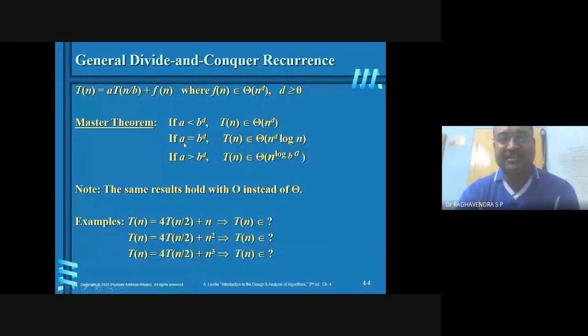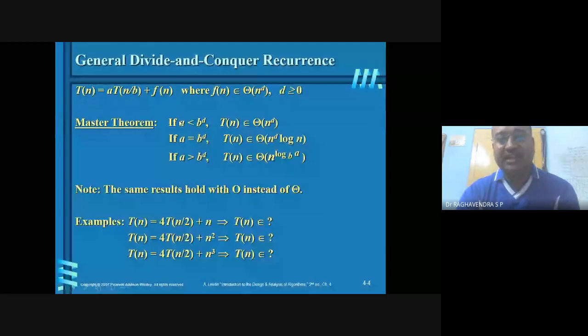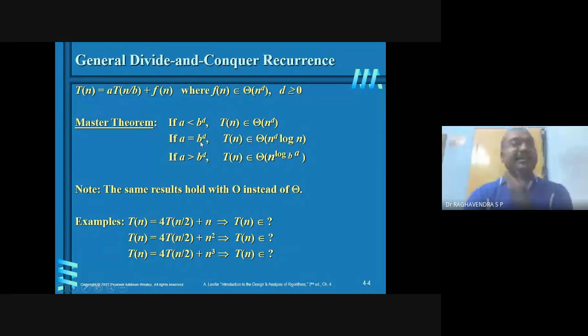If a is less than b to the power of d, meaning the constant a is smaller than b to the d, then in this case T(n) belongs to Theta(n^d). On the other hand, if a equals b to the power of d, then T(n) belongs to Theta(n^d log n). If a is greater than b to the power of d, then T(n) belongs to Theta(n to the power of log a base b).